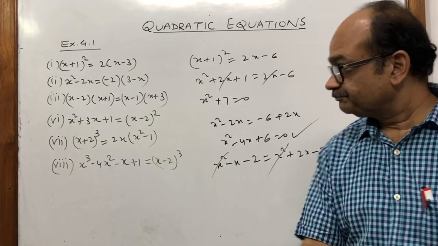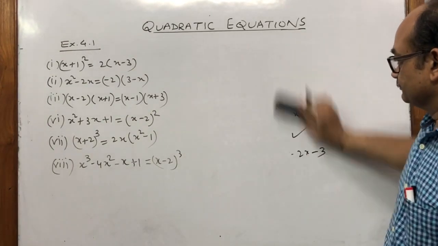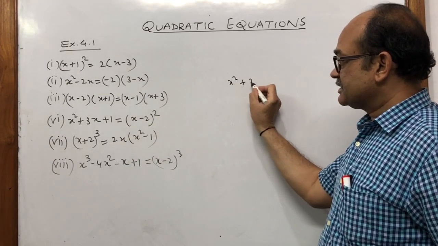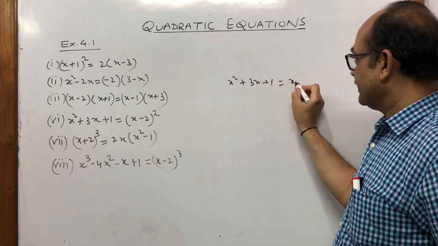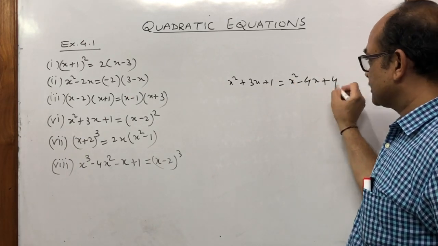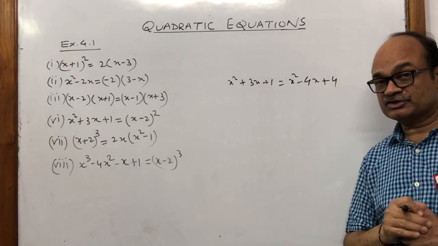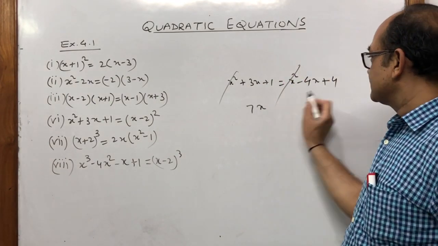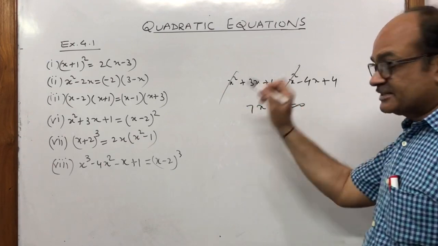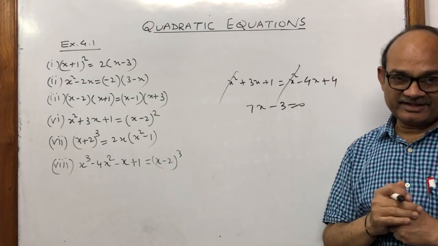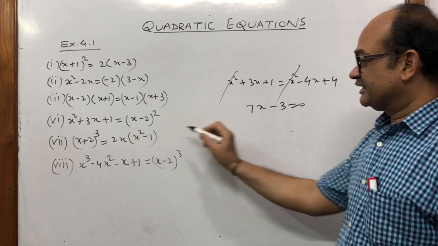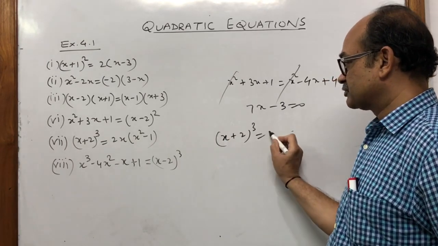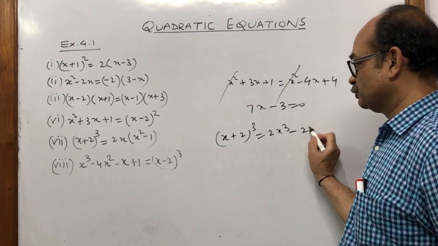Fourth part. x square plus 3x plus 1 and x square minus 4x plus 4 after expansion of whole square. x square and x square cancel out. So it will become 7x and it will become minus 3. Since x square is not here, it is not a quadratic equation. Correct? Next is x plus 2 whole cube equals to 2x cube minus 2x.